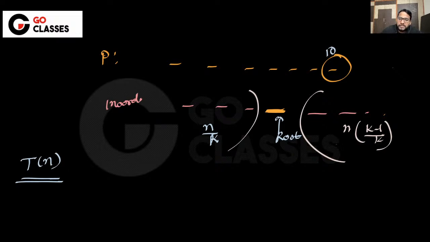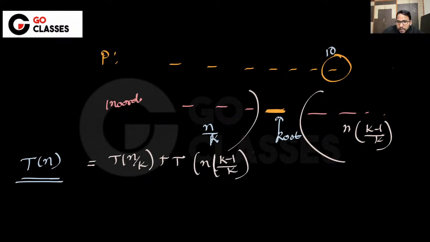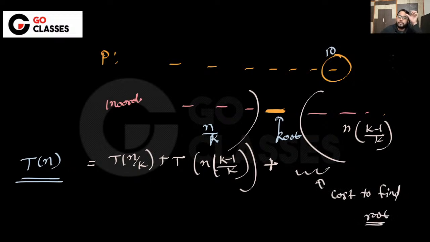Yeah, so I think that is correct. So basically, you first need to find the root, and then you need to build recursively. So this Tn is T of n by k plus T of n into (k minus 1) by k, whatever it is, right? So this will be your cost. But to find this root, you will be taking an extra cost, right? This is the cost to find the root. Let me know if that is clear to everyone.